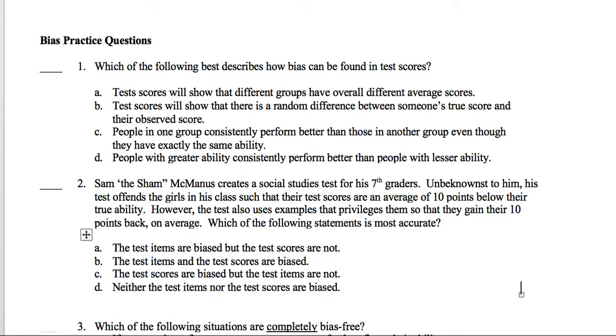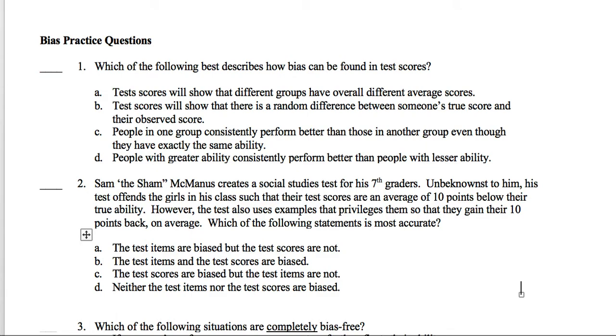Well, A isn't right because different groups are probably going to have different scores, right? It'd be ridiculous if everyone was exactly the same across every way we could group them. That just isn't going to happen. So A isn't right. B, where you have test scores showing a random difference, is incorrect because, as we stated, bias is a systematic difference, right? Not a random difference. Random error is always involved and is always going to contribute to the difference between somebody's observed score and their true score, but that's not bias.